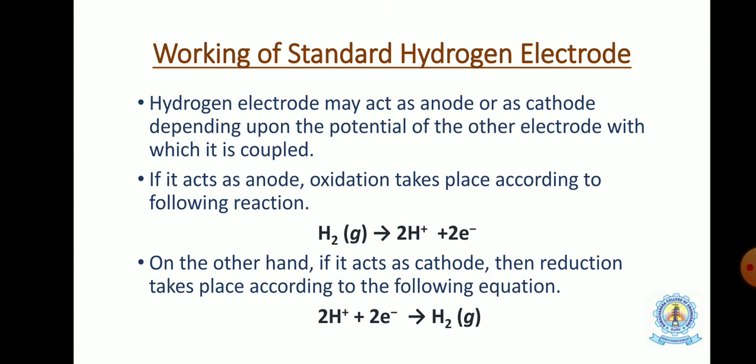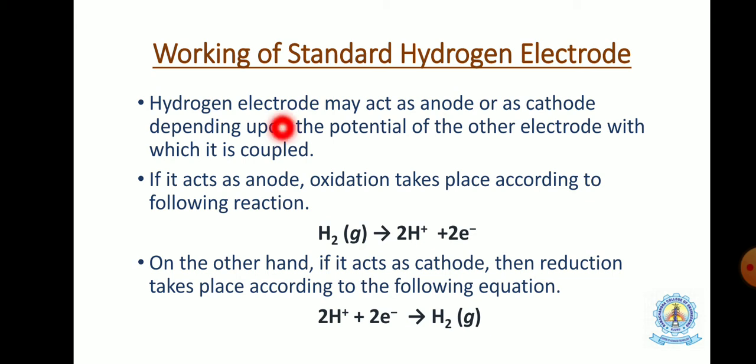Coming to its working, already in the previous lecture I mentioned that the hydrogen electrode, that means the reference electrode, can act as anode and can also act as cathode. It completely depends upon the other electrode to which it is coupled. That means if you are coupling with an anode, then the reference electrode acts as cathode. If you are coupling with a cathode, then the reference electrode acts as anode. Okay, I think everybody got that point. You have to remember this point. Every reference electrode can act as anode and can also act as cathode.